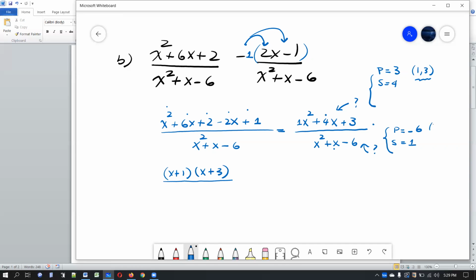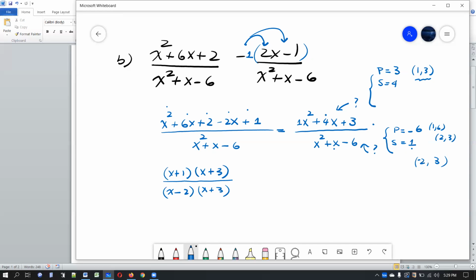So in here, I can have a pair of 1 and 6, or 2 and 3. And the only way to get a sum of 1 is if I use the pair 2, 3, but the 2 has to be negative. So now I have -2 plus 3 is 1. -2 times 3 is -6. So the pair I'm looking for is -2 and 3. So I'm going to use it to create the product right here. They are fully factored now.